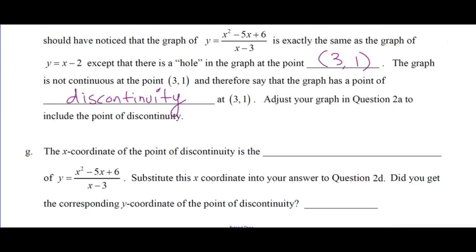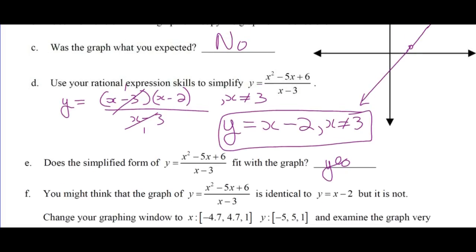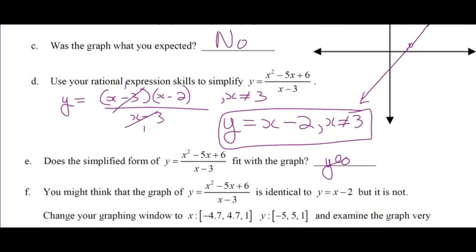The x-coordinate of the point of discontinuity is, so what value from here? It's the non-permissible value, right? Non-permissible. Because it's when x equals 3. So remember, non-permissible is a restriction, not equal. It's a non-permissible value of the original. Substitute this x-coordinate into your answer in question 2d. Okay, what's 2d? So in 2d, y equals 3 minus 2, you get y equals 1.